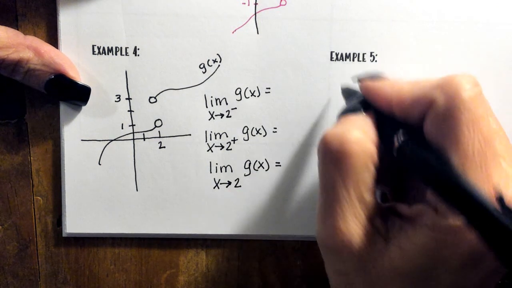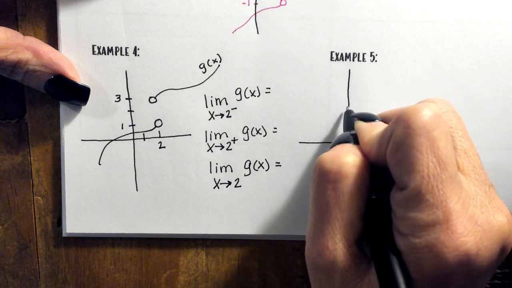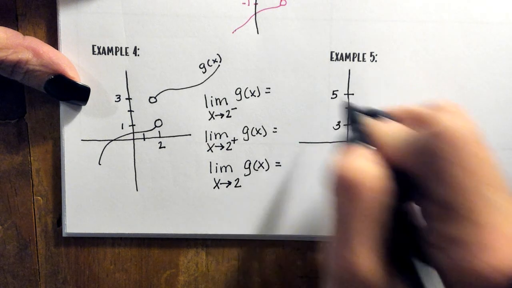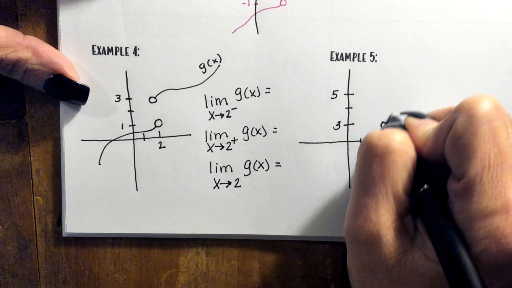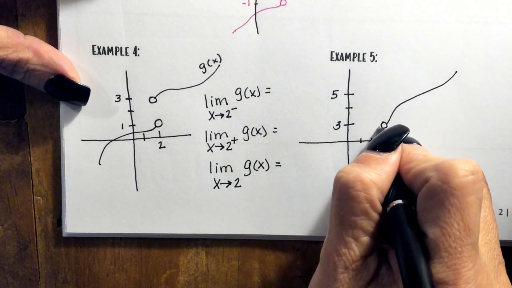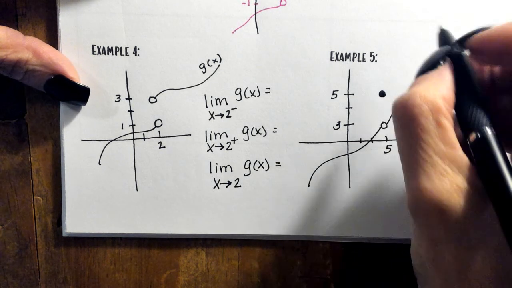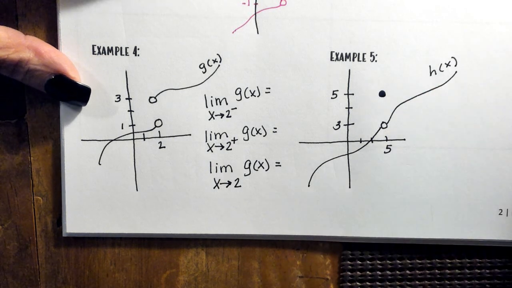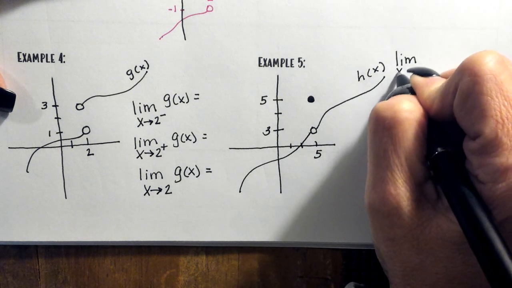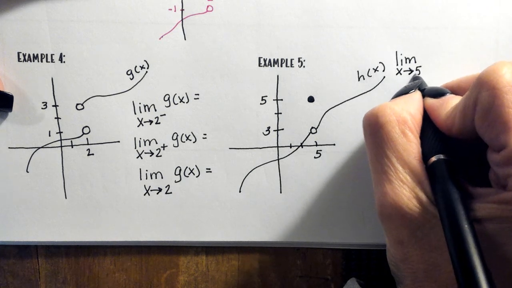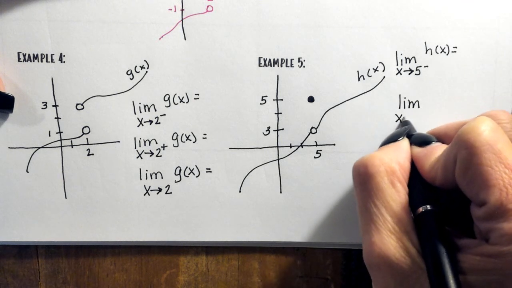Okay. While you're doing that one, I'm going to go ahead and start drawing the next one. And then I'm going to come back while you're doing that one. And we're going to look at those. Okay, so I'm going to say 3, 5. I'm going to call that 5. And then I'm going to put a point right here at 5. Okay, I'm going to label this one h of x. Move that over, and I'm going to write this now. So if you finish that one, go ahead and start on this one. H of x. This one's going to be the limit as x approaches 5.